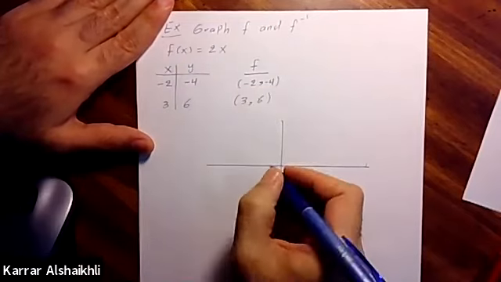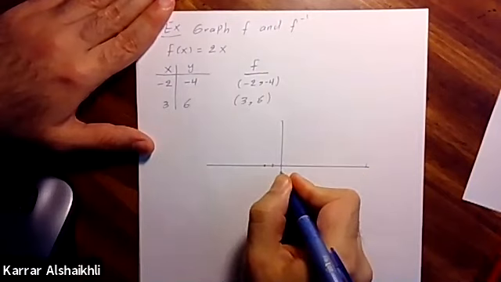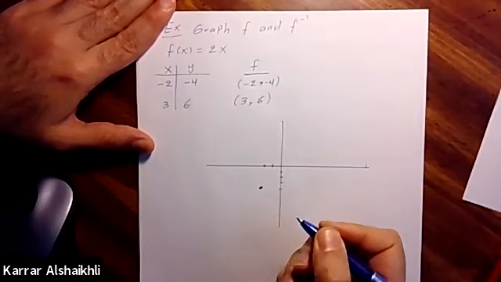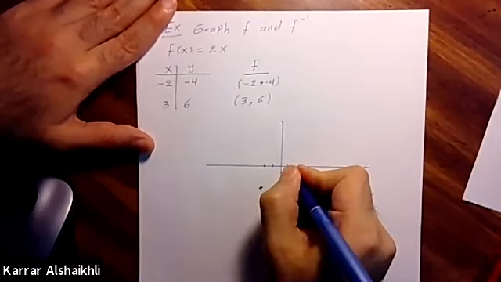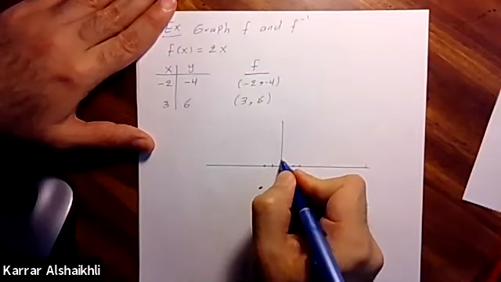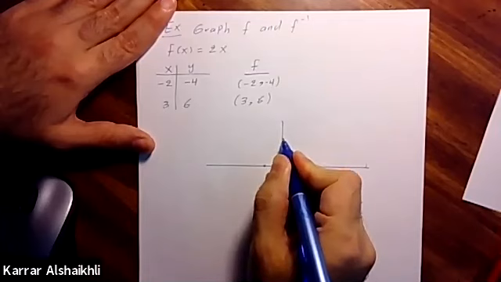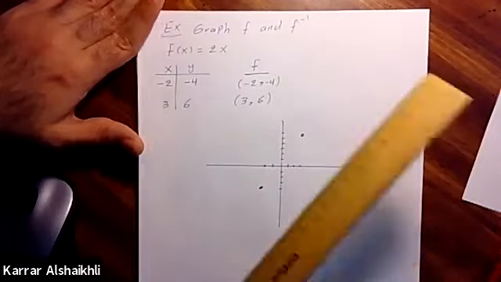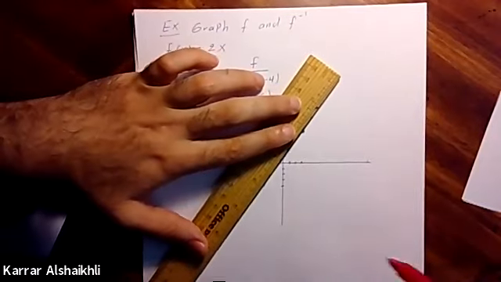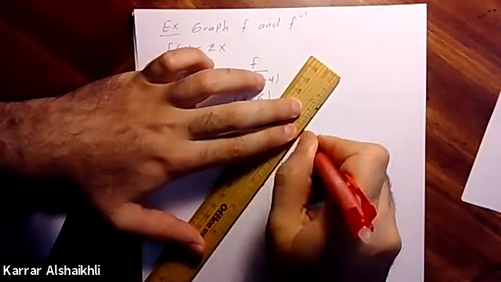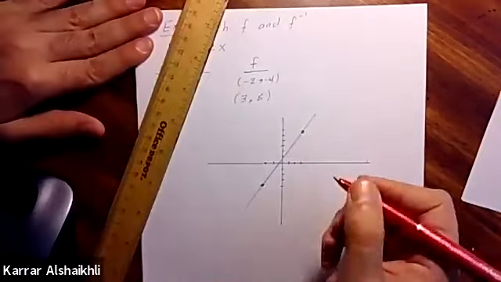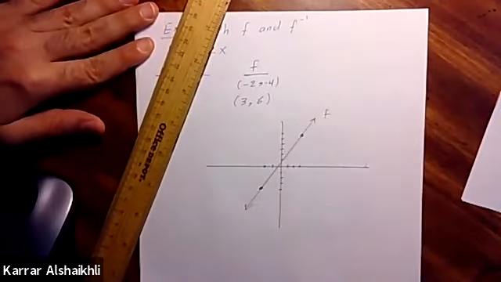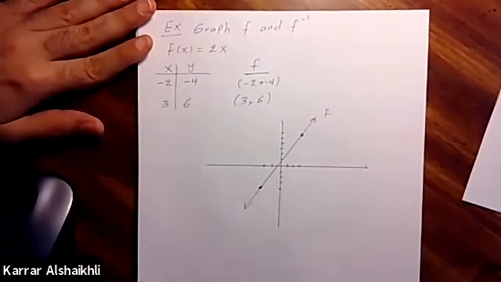-2 and -4: 1, 2, -4, 1, 2, 3, 4. So here is the first point. 3, 6: 1, 2, 3, and 6: 1, 2, 3, 4, 5, 6. So here is the second point. If I graph a line between these 2 points, it's going to be the graph of f. So here is the graph of f function.